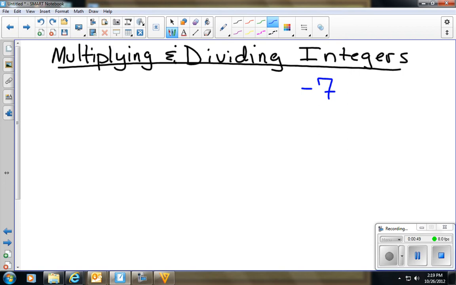For example, if I have the problem 4 times 3. And by the way, the dot means the same thing as the x does in multiplication. You can also use parentheses for multiplying. So we'll use dots because we're moving towards algebraic thinking, and we're going to get rid of using the x to signify multiplying.